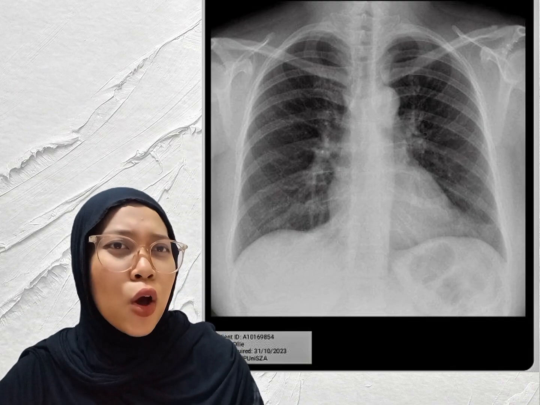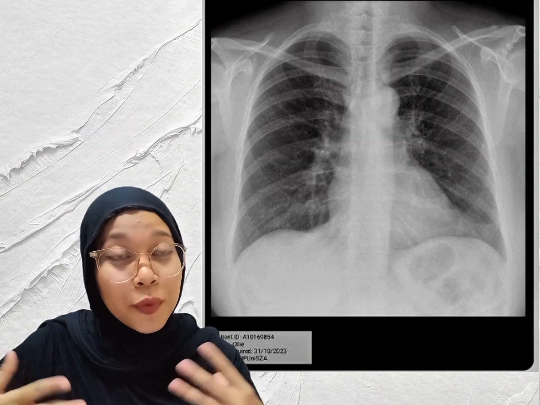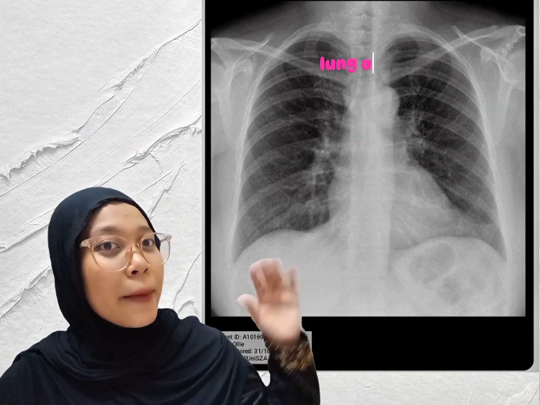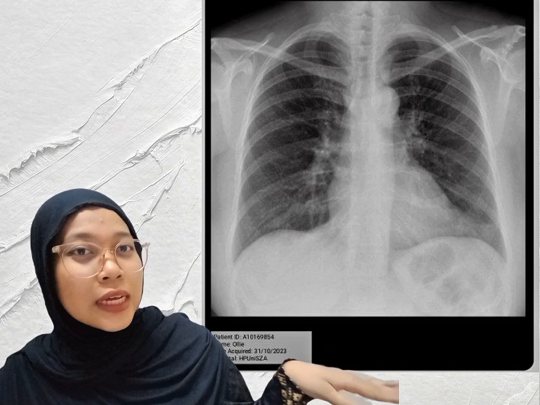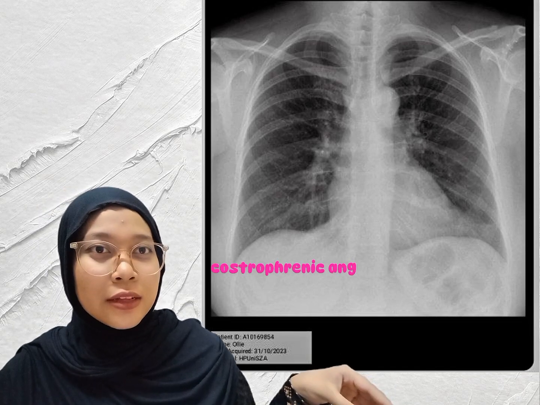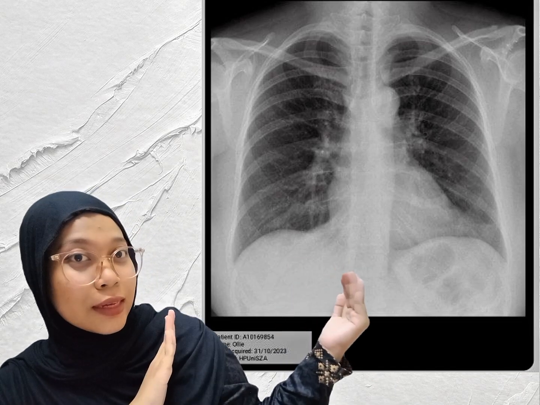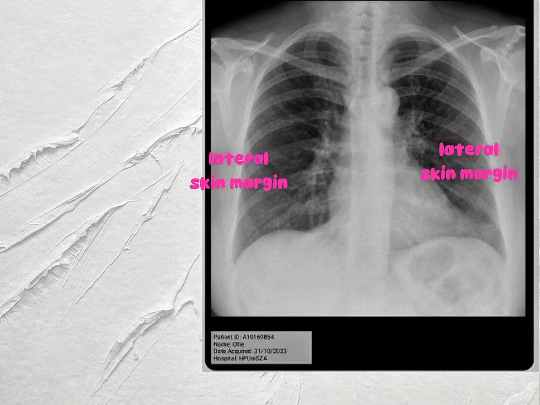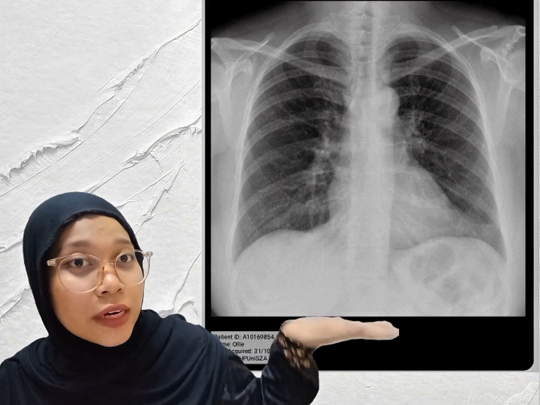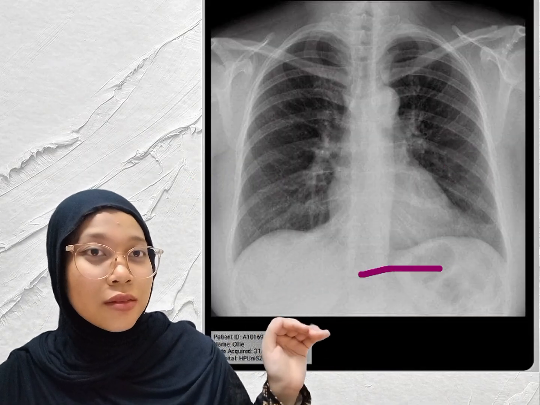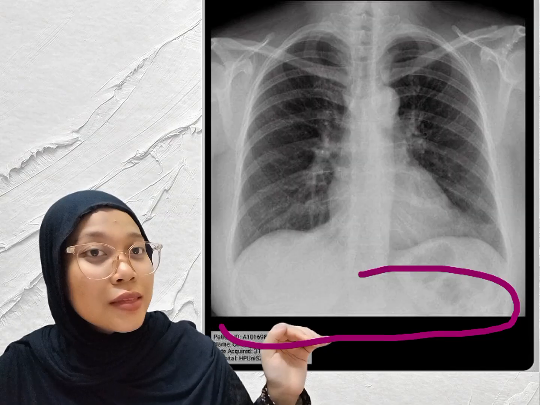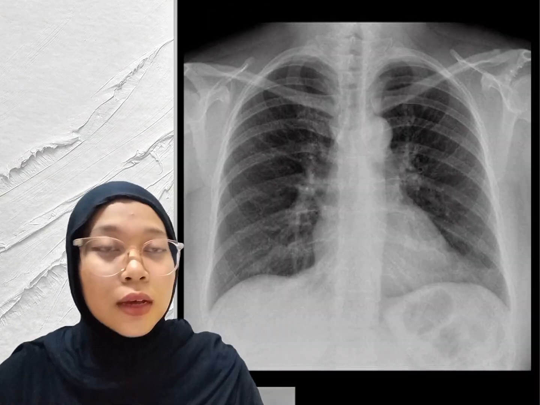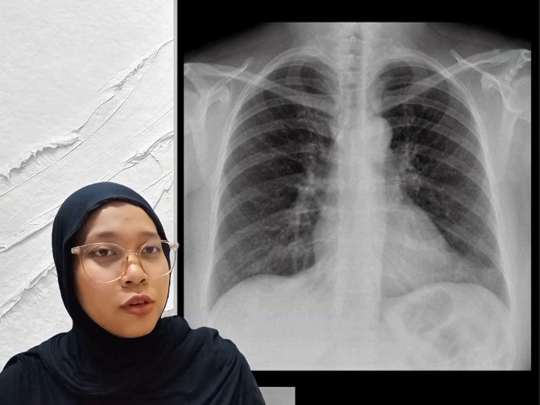Next, for C, or collimation. For the superior border, it includes the lung apices. For the inferior border, it includes the costophrenic angle. For the lateral border, it includes the lateral skin margin. As you can see at the lower part of this image, there is the presence of radiographic apparatus seen in the radiograph.